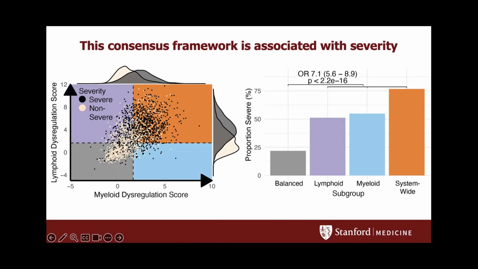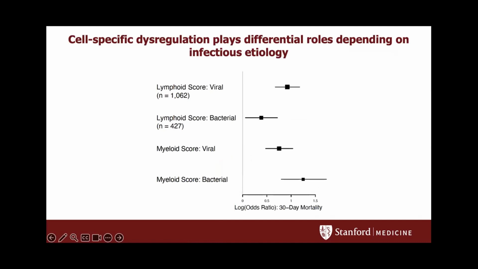Now, one of the other interesting things we saw here is that this cell-specific dysregulation plays differential roles depending on the infectious etiology. This is looking at the association with mortality across different infectious etiologies. So this is looking at lymphoid score in viral infections versus bacterial infections, and then myeloid score in viral infections versus bacterial infections. And what you can see, perhaps unsurprisingly, is that lymphoid score is much more associated with mortality in viral infections, whereas myeloid score is much more associated with mortality in bacterial infections.